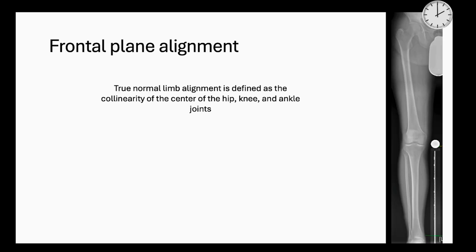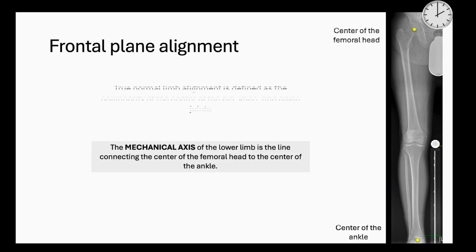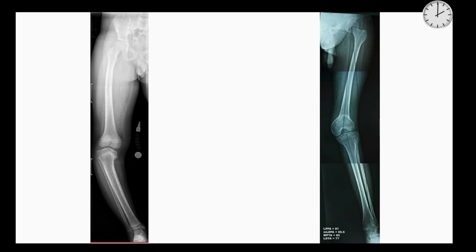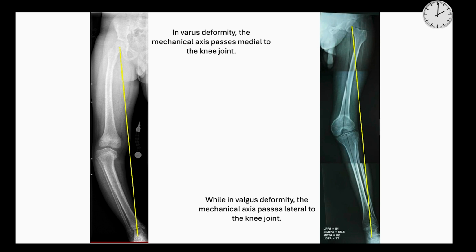True normal limb alignment is defined as the collinearity of the centers of the hip, knee, and ankle joints. The mechanical axis of the lower limb in the frontal plane is defined as a straight line connecting the center of the femoral head to the center of the ankle. In most individuals with normal limb alignment, the mechanical axis passes slightly medial to the center of the knee. By drawing the mechanical axis of the limb, we can distinguish genu varum and valgum deformities. In varus deformity, the mechanical axis passes medial to the knee joint, while in valgus deformity, the mechanical axis passes lateral to the knee joint.